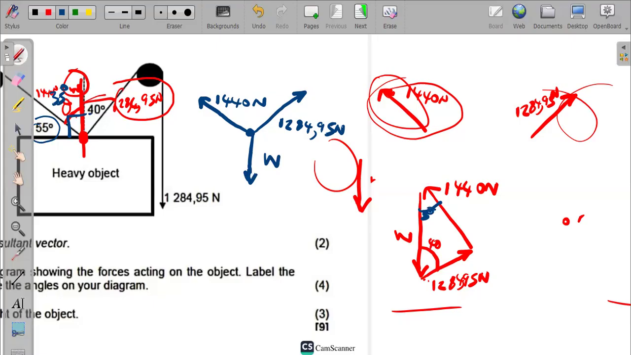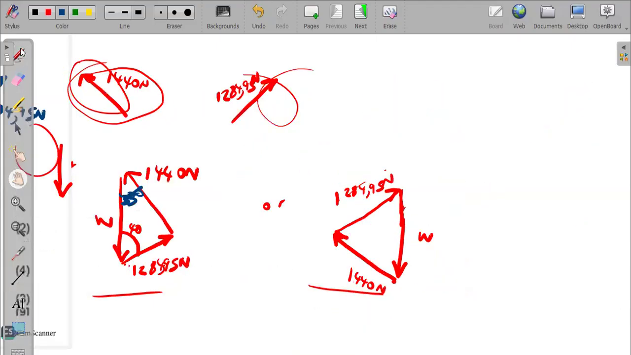That's 35 there. Okay, so in whichever way, look at this now that the angles are known. We are saying the angle between the weight and the 1,284.95 newton force is 40 degrees. There it is, 40. The angle between the weight and the 1,440 newton force is 35. There it is, 35 degrees, which means the remaining angle here can be found how?